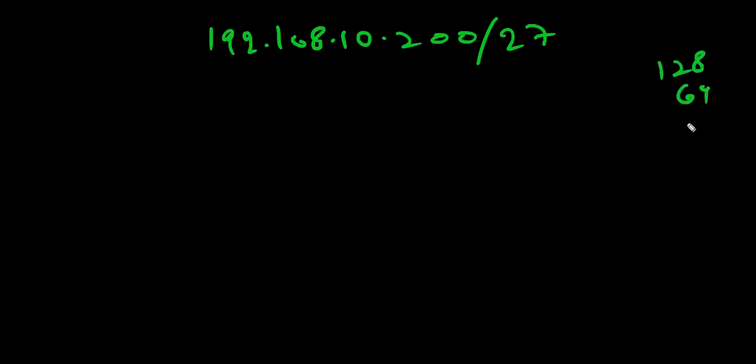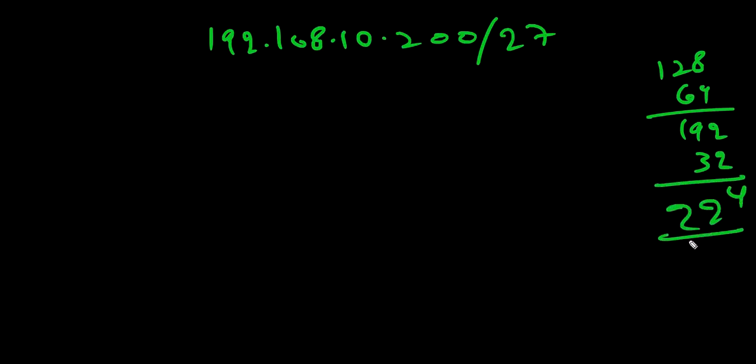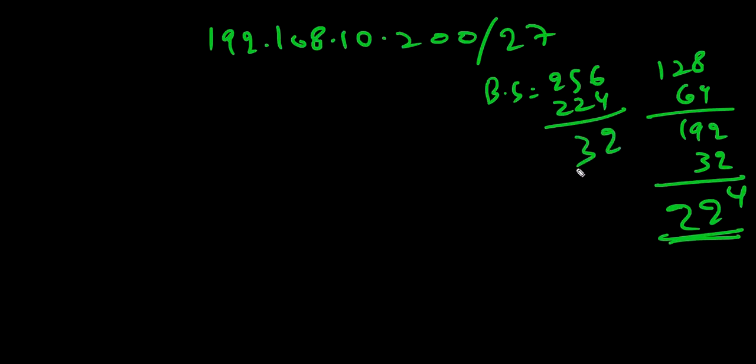Same question, 192.168.10.200, and now I am using /27. So what will be the subnet mask? 128 plus 64 is 192 plus 32. Am I right? So 224. The subnet mask of the last octet will be 224. So what will be the block size? Block size will be 256 minus 224. Subtract it, so 32. Now I am getting block size 32, right?